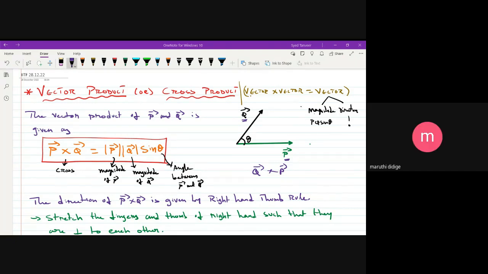Into the plane, sir. Yes, correct. Q cross P will be into the plane. P cross Q is out of the plane. Q cross P is into the plane. Okay, you do one thing. We're going to do a couple more examples of finding the direction. I will share this.